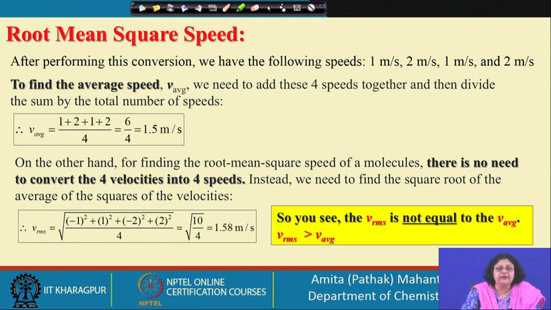Now, you see, if you take the RMS speed and the average speed, even after converting these vectors into scalar quantities, you will see that the RMS speed is 1.58 and the average speed is 1.5. So, the RMS speed is going to be higher than the average speed, and they are not equal. So, the root mean square speed is not exactly equal to the average speed, and that is why we always concentrate on the RMS speed, because we are dealing actually with the vector nature of velocity.